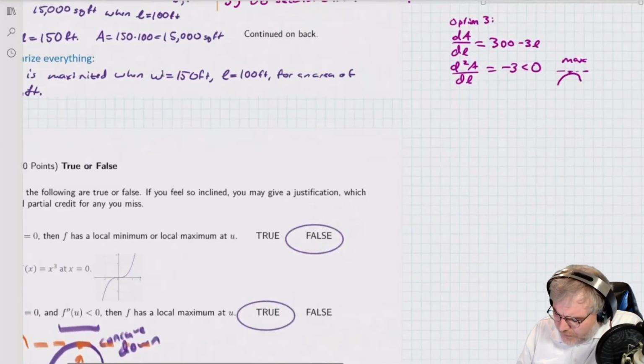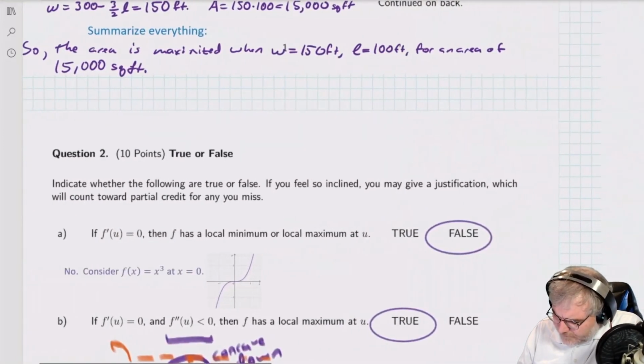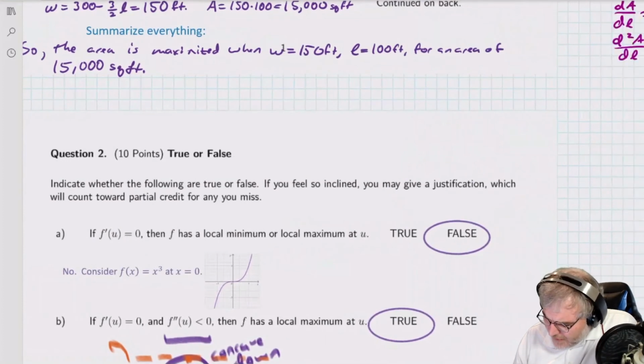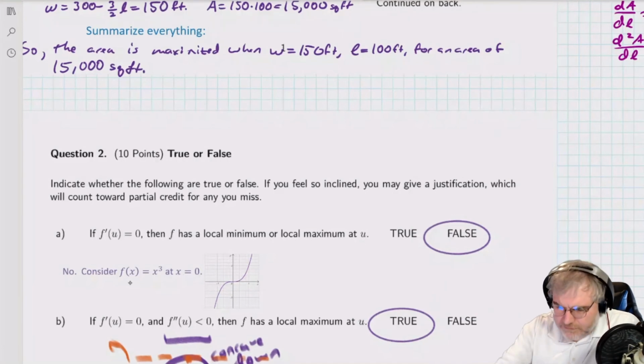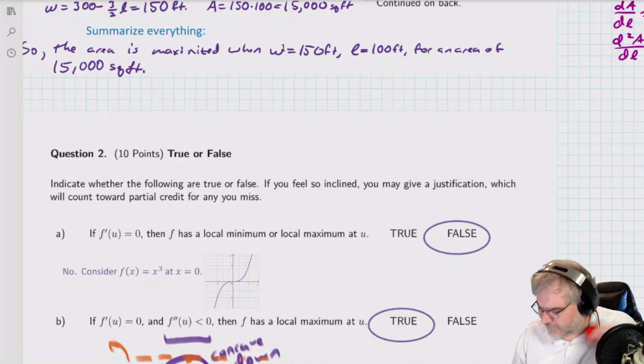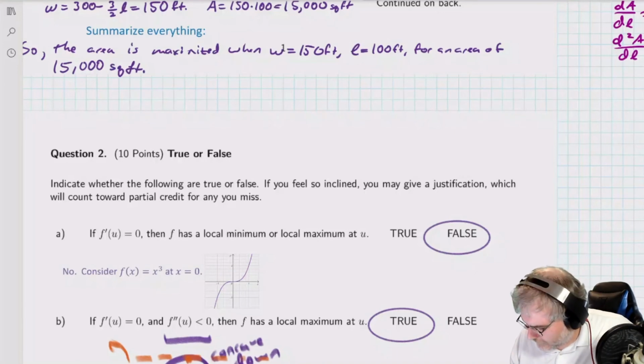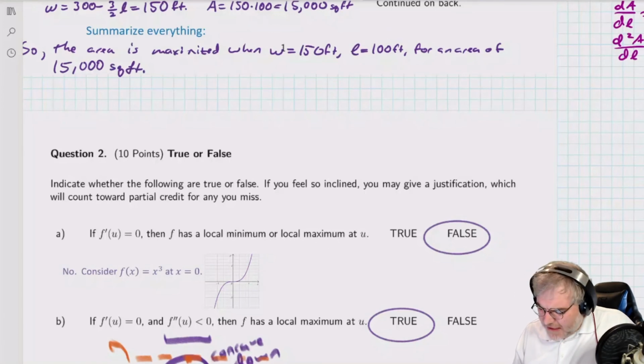All right. So let's go on to the true false. If f prime of u equals 0, then f has a local minimum or a local max at u. Nope. No. The opposite is true, right? If f has a local minimum or max, then f prime of u equals 0.